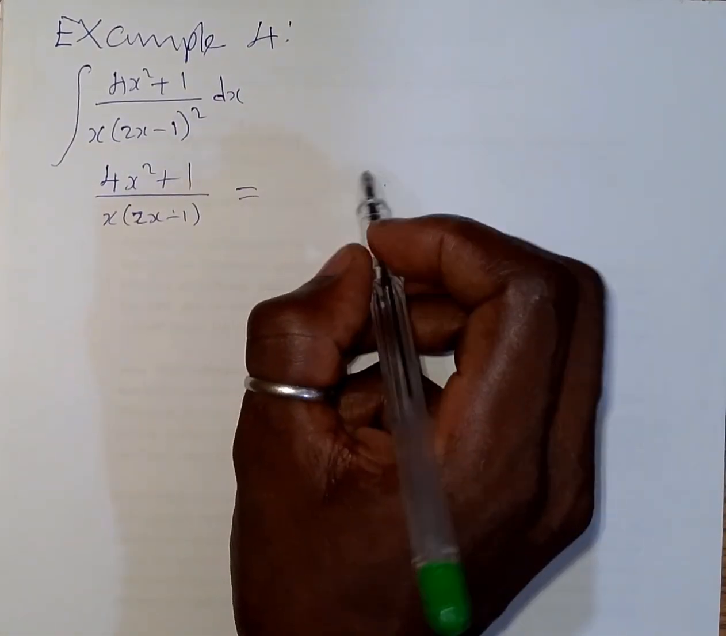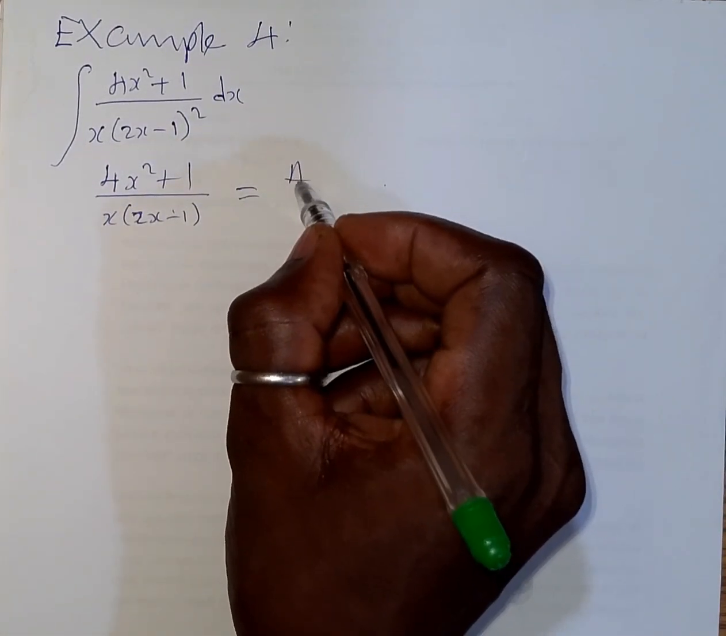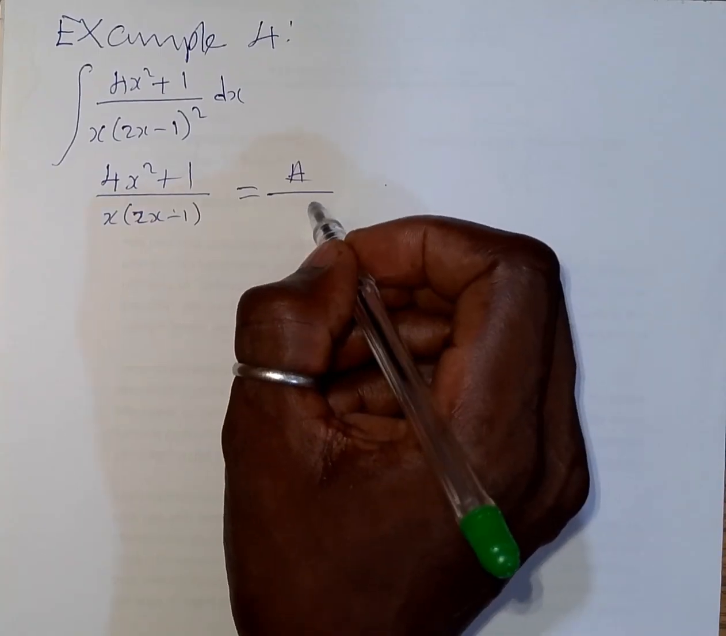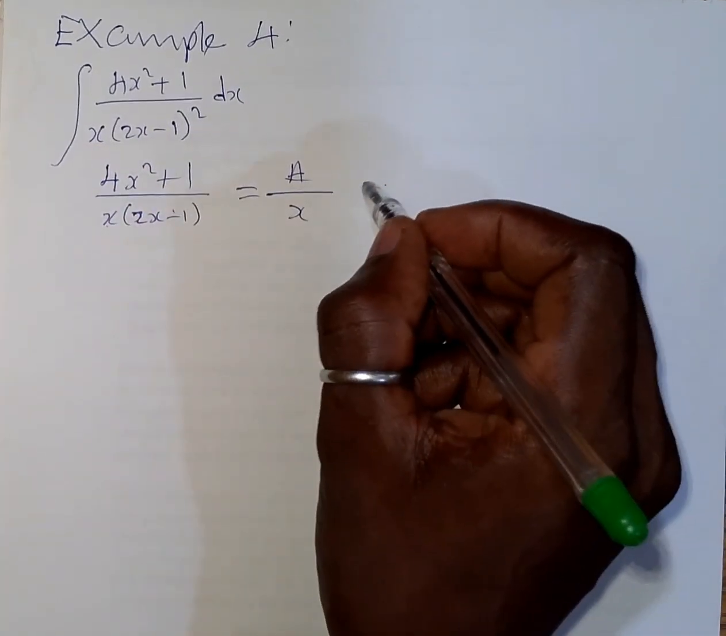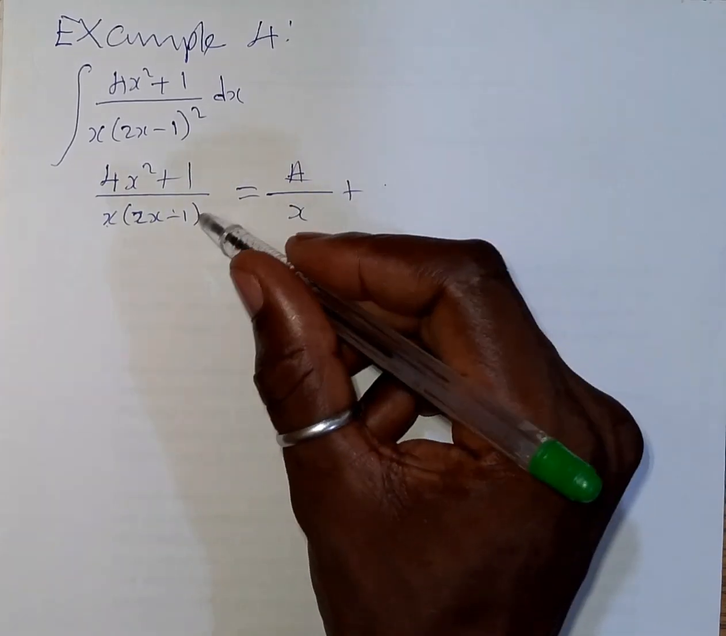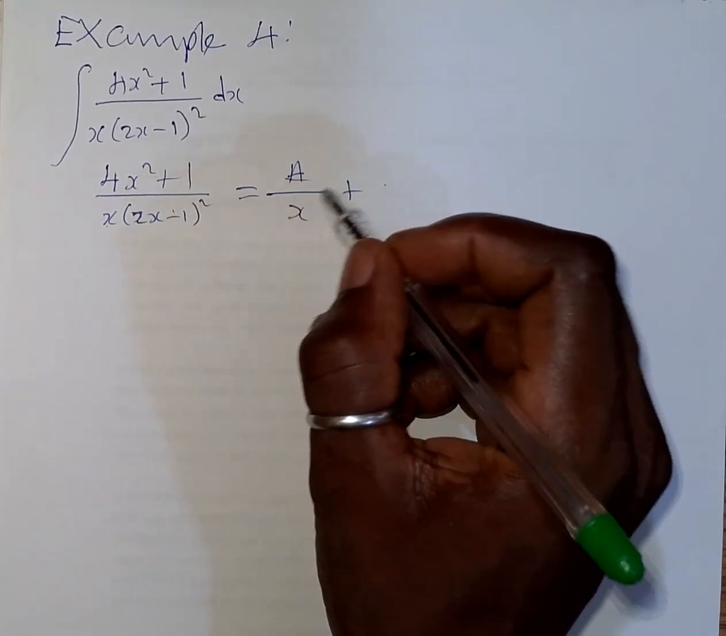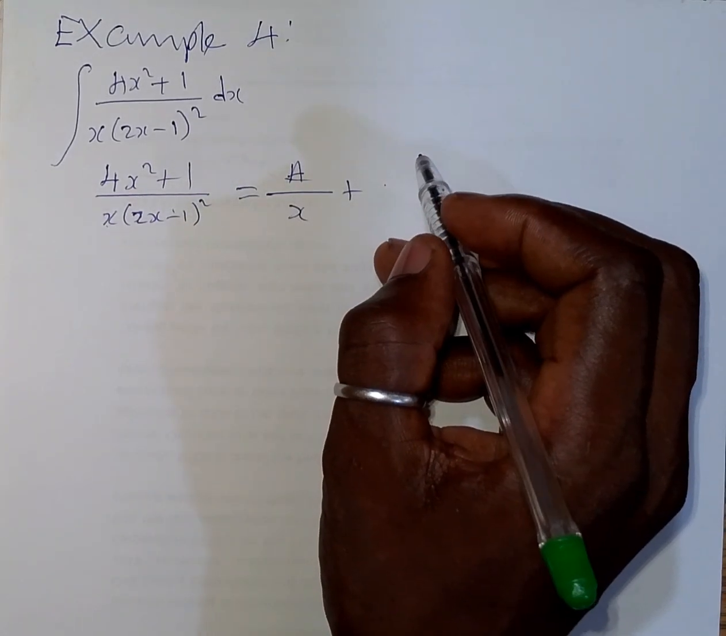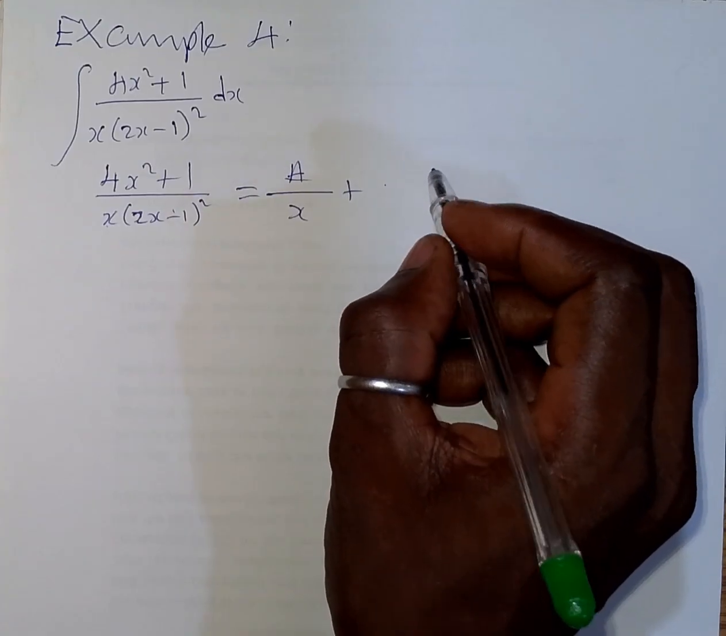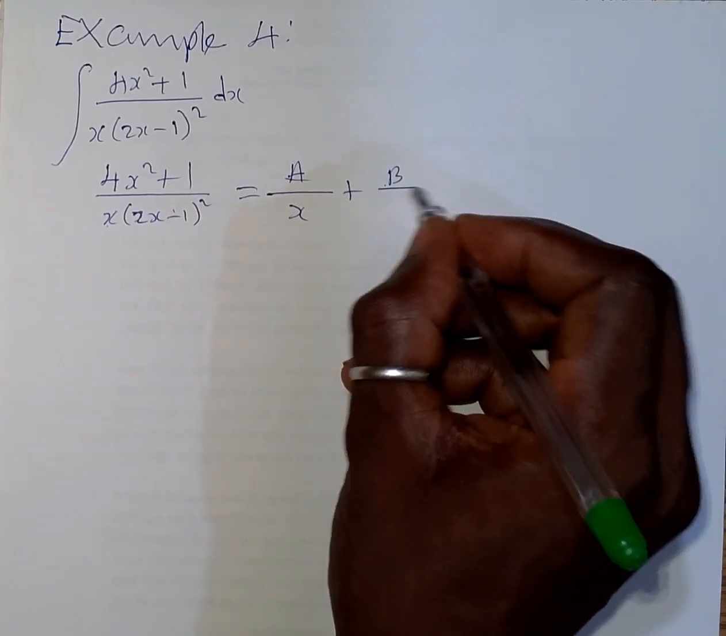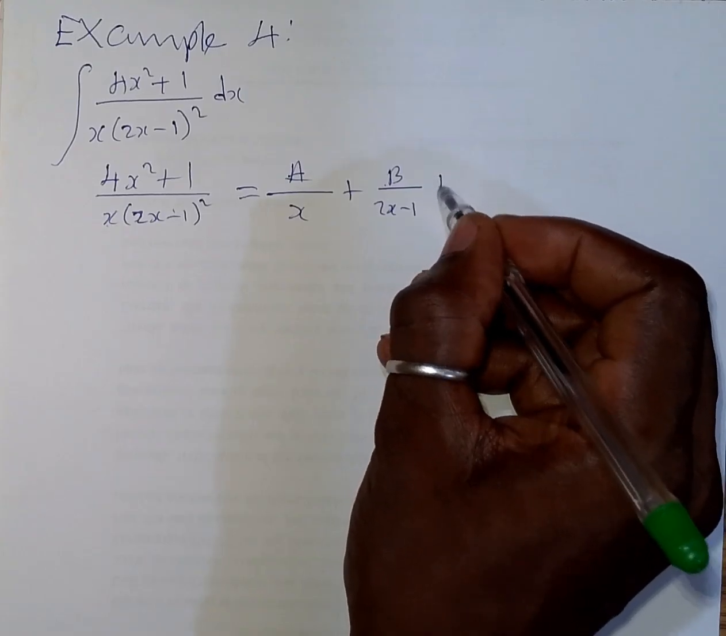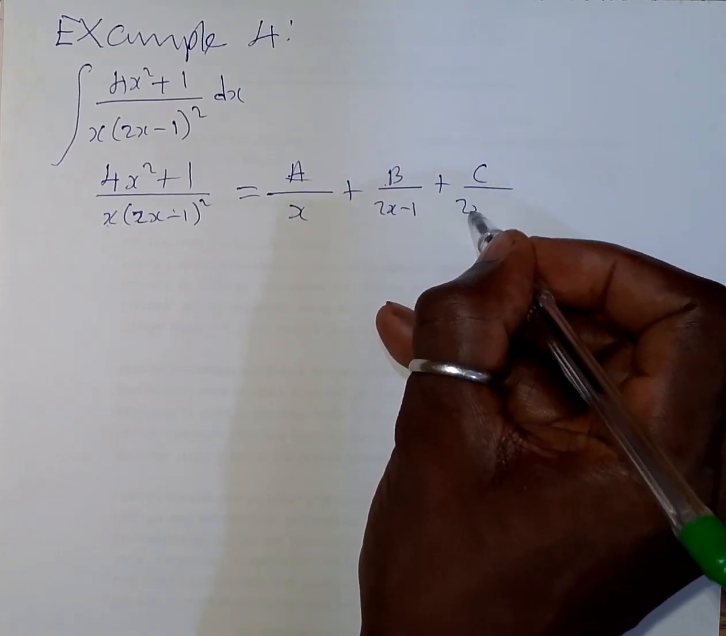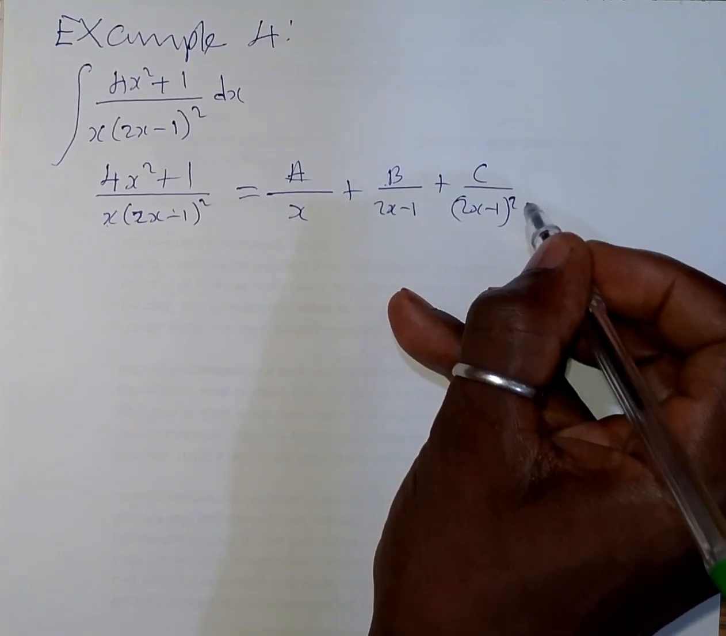bracket. This will be equal to A all over the first x here. It will be the same thing as x. Then we have plus the next one. This one, there is a square here. So since there's a square, definitely that forms a quadratic function. So this will give us B all over 2x minus 1, and then the next one will be plus C all over 2x minus 1 all squared.